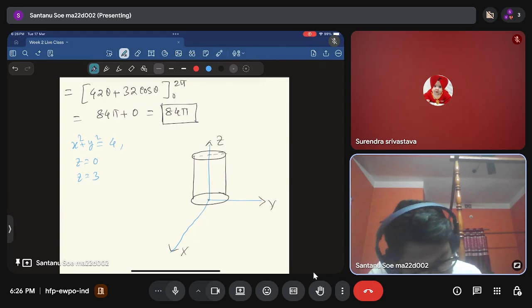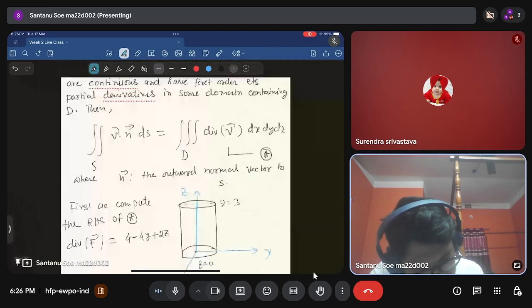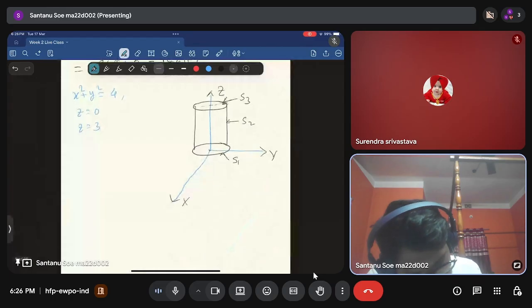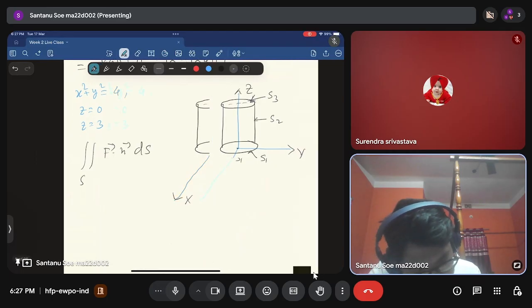Okay, so now we can see that this whole surface can be divided into three surfaces. Let us call this one S1, this one S2, and this one S3. So now we have to calculate this surface integration, the surface integral over S of f dot n ds, right?